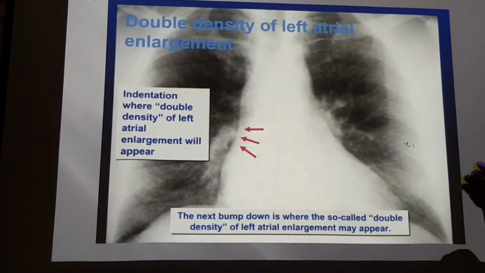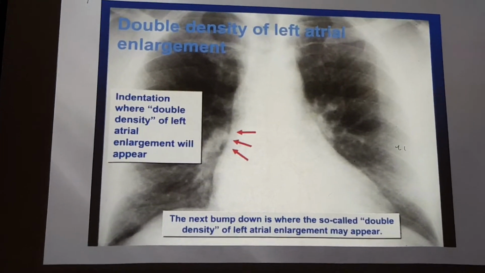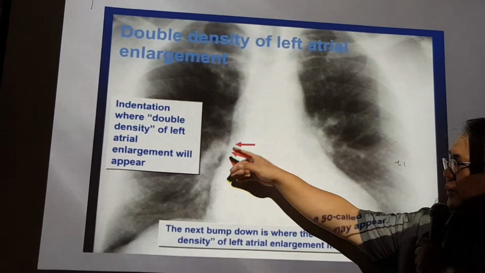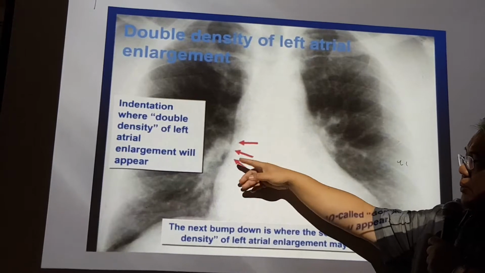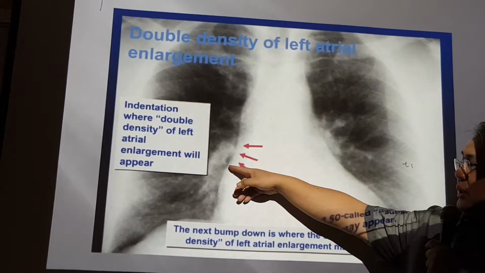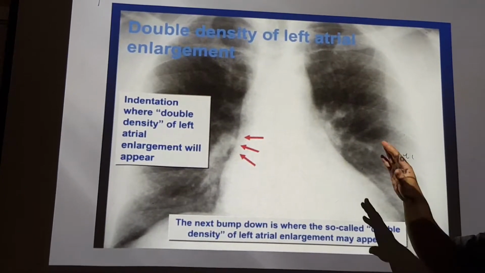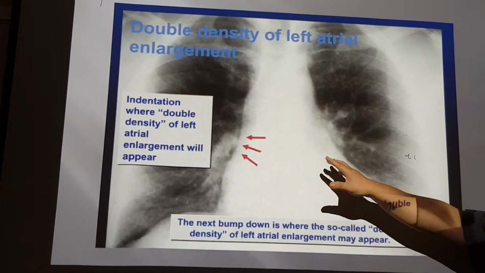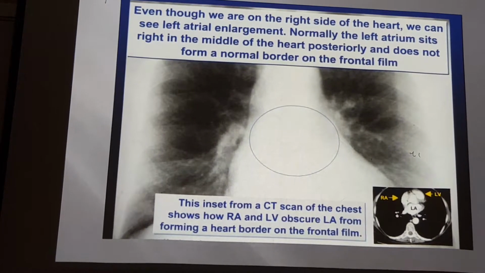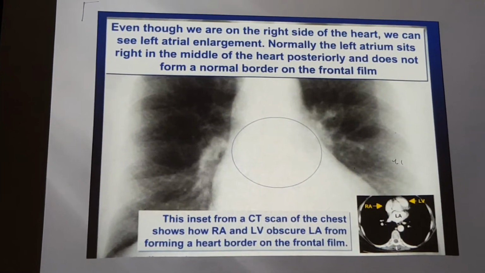And it also produces what we call the so-called double density bump of your left atrium. But this one is the right atrium. So if the left atrium gets bigger than normal, aside from the double density, it will form another border here or bump. So that's what we call the double wall sign for left atrial enlargement. Even though we are on the right side of the heart, we can see left atrial enlargement.